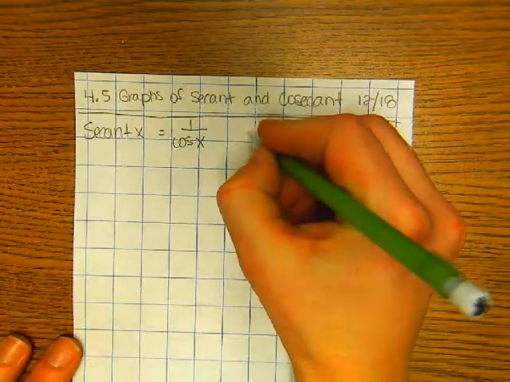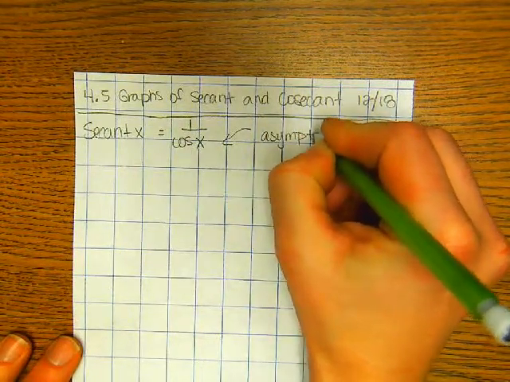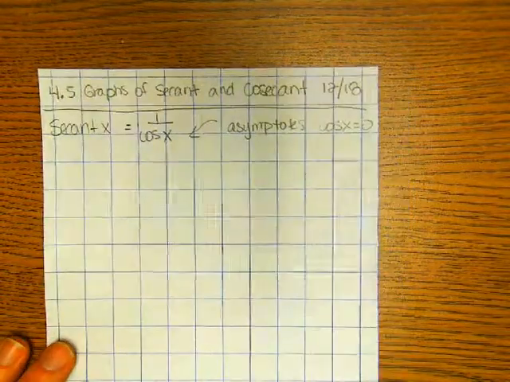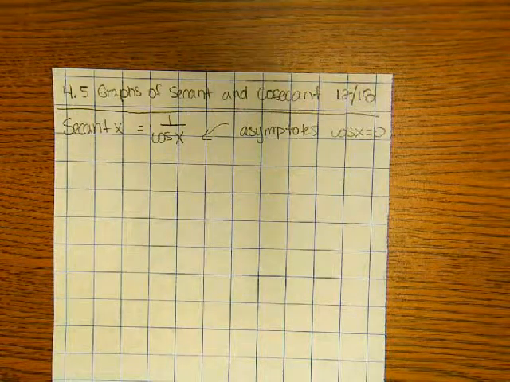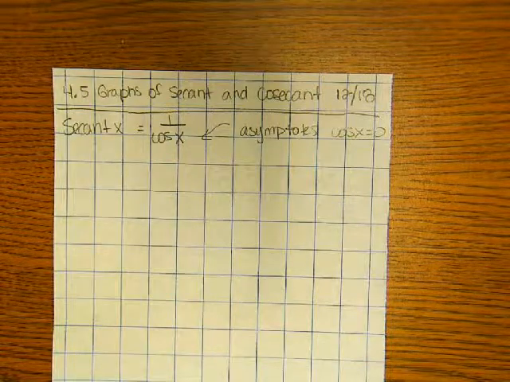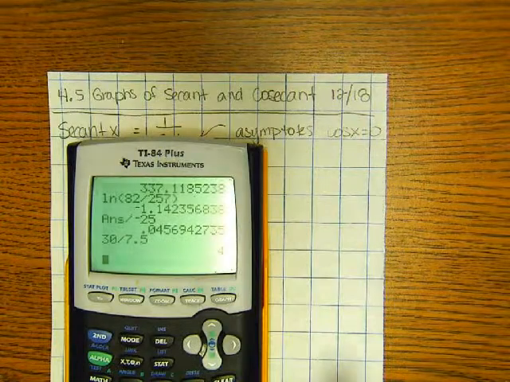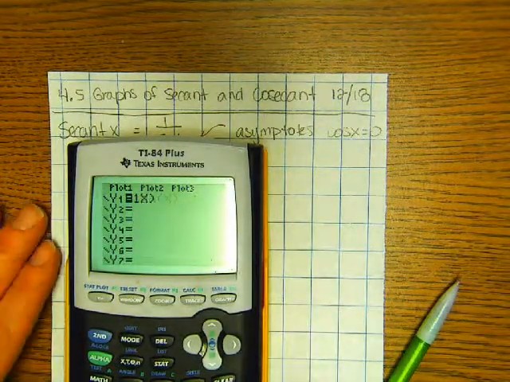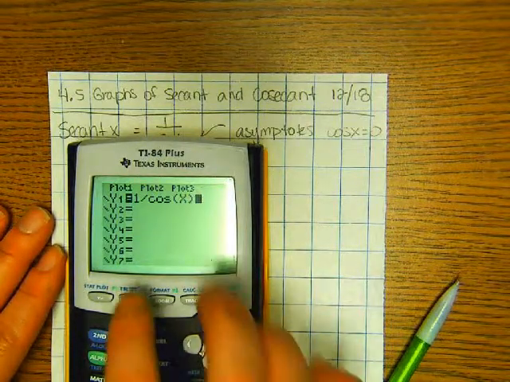So the asymptotes are going to be where it's undefined, or where cosine of x equals 0. On the unit circle, the spots where cosine is 0 are the top and the bottom, which are pi halves, right? And 3 pi halves. Hopefully that will make sense with what you see on the graph. And this is similar to tangent and cotangent, in that we first figure out where the asymptotes are.